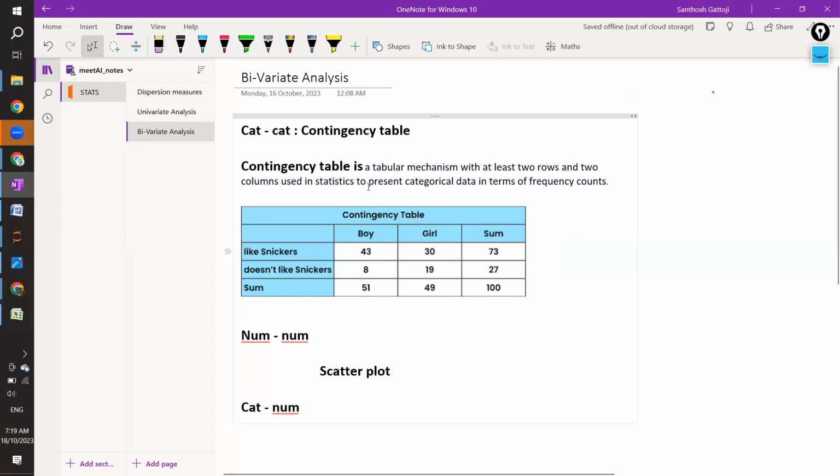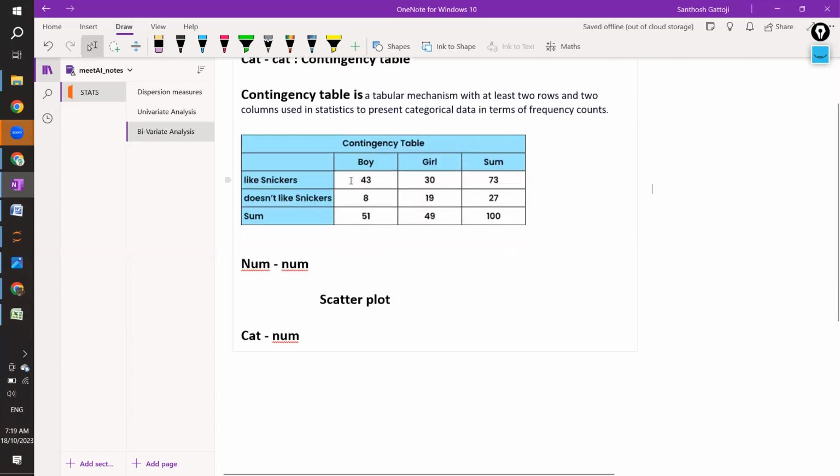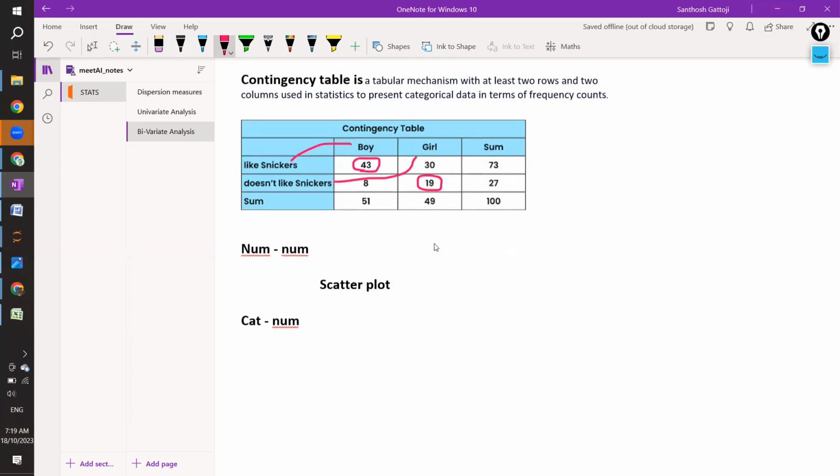Okay, so using a contingency table, you can try to understand clearly all categories and their frequency. Fine. So this is a frequency. What is this 43? 43 is a frequency. Frequency of what combination? Boy plus Snickers. 19 is what? Girl and no Snickers. Okay, this is the value.